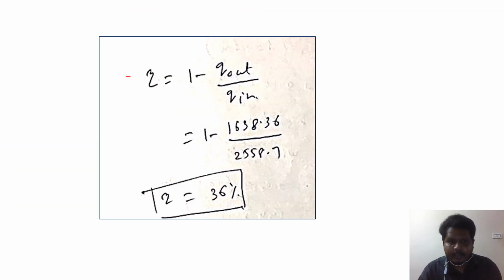Finally, we can find the efficiency. Efficiency equals 1 minus heat rejection in the condenser divided by heat addition in the boiler. So Q out and Q in, we just calculated. Substitute both the values, we will get the efficiency. Here the efficiency is 36%.